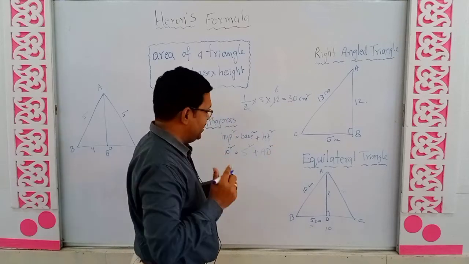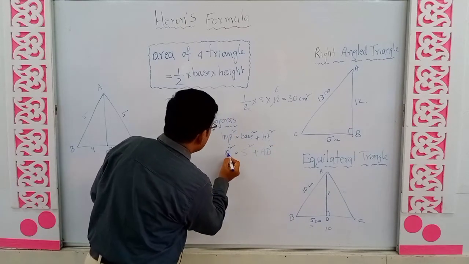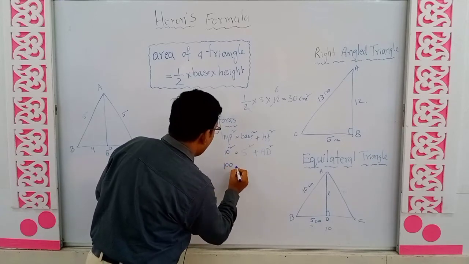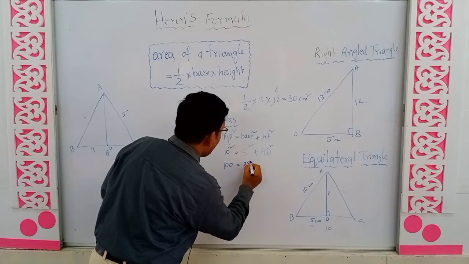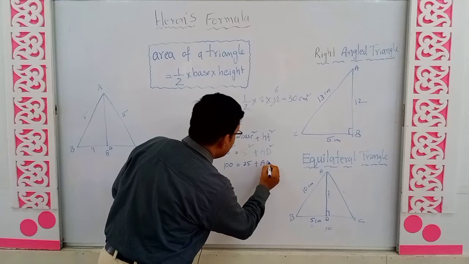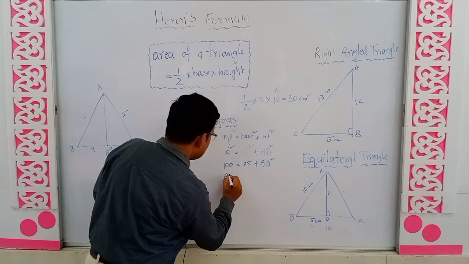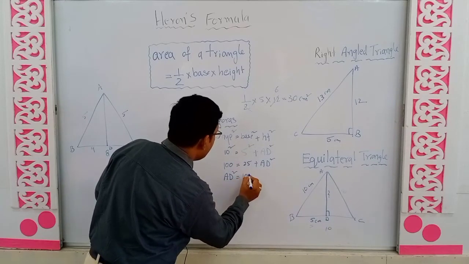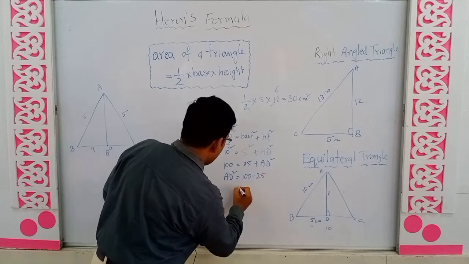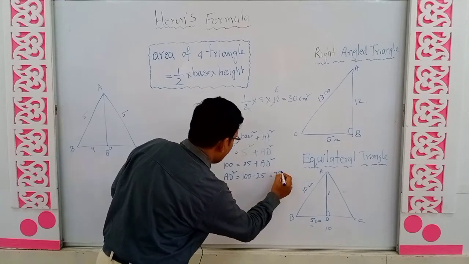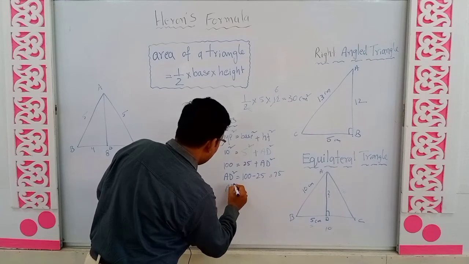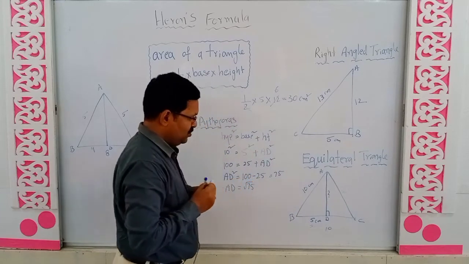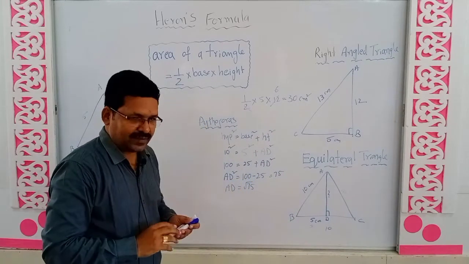So what is this one, fellows? 10 square plus 5 square, 10 square and 5 square. 10 square is 100, which is equal to 25 plus AD square. Then how am I going to get AD square? AD square is equal to 100 minus 25. 100 minus 25 is 75. So AD is equal to root 75. You can keep it just like that.